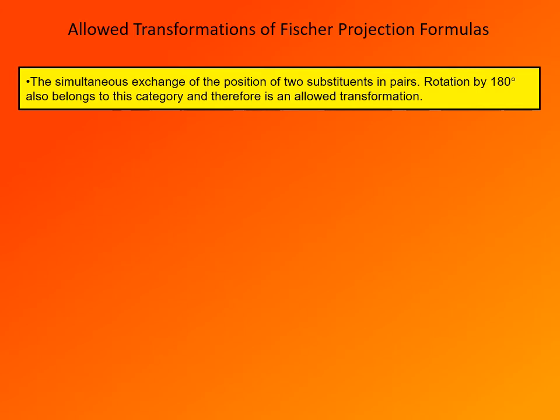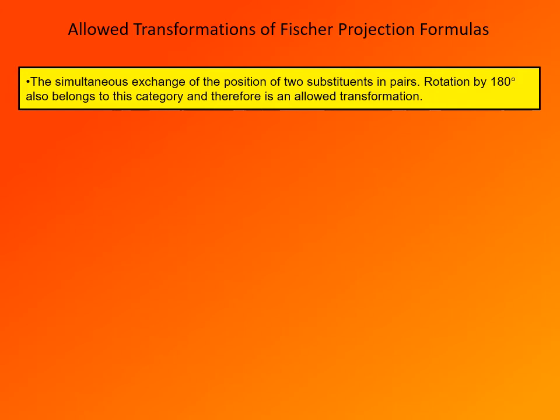So one of the allowed and important allowed transformations of Fischer projection formulas is exchange of the position of 2 substituents in pairs. So positions of both pairs must be exchanged simultaneously. That also means that rotation by 180 degrees is allowed because that's also exchange of 2 substituents in pairs, top and bottom, and left and right. If you exchange them simultaneously, that's a 180 degrees rotation. Now, exchange of only one pair of substituents results in a representation of the enantiomer of the original molecule. And of course, that's not allowed.